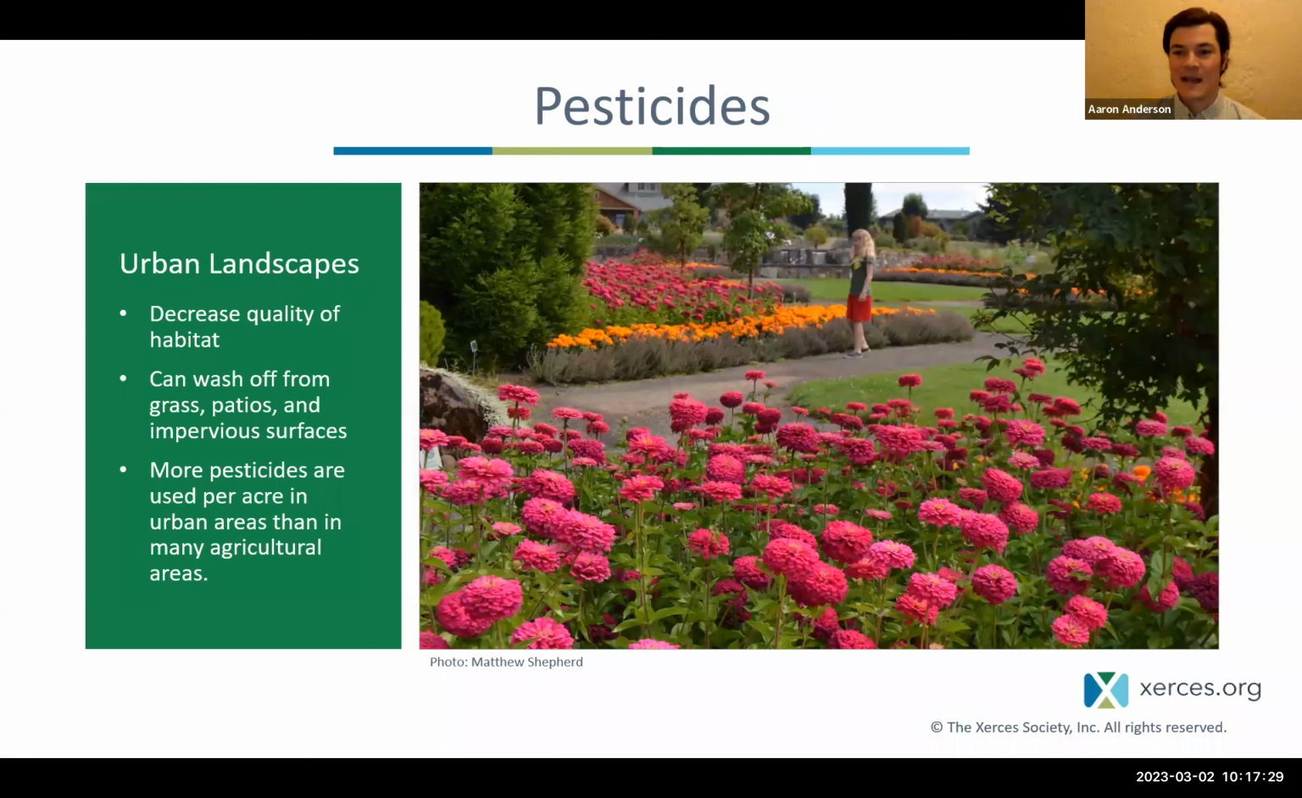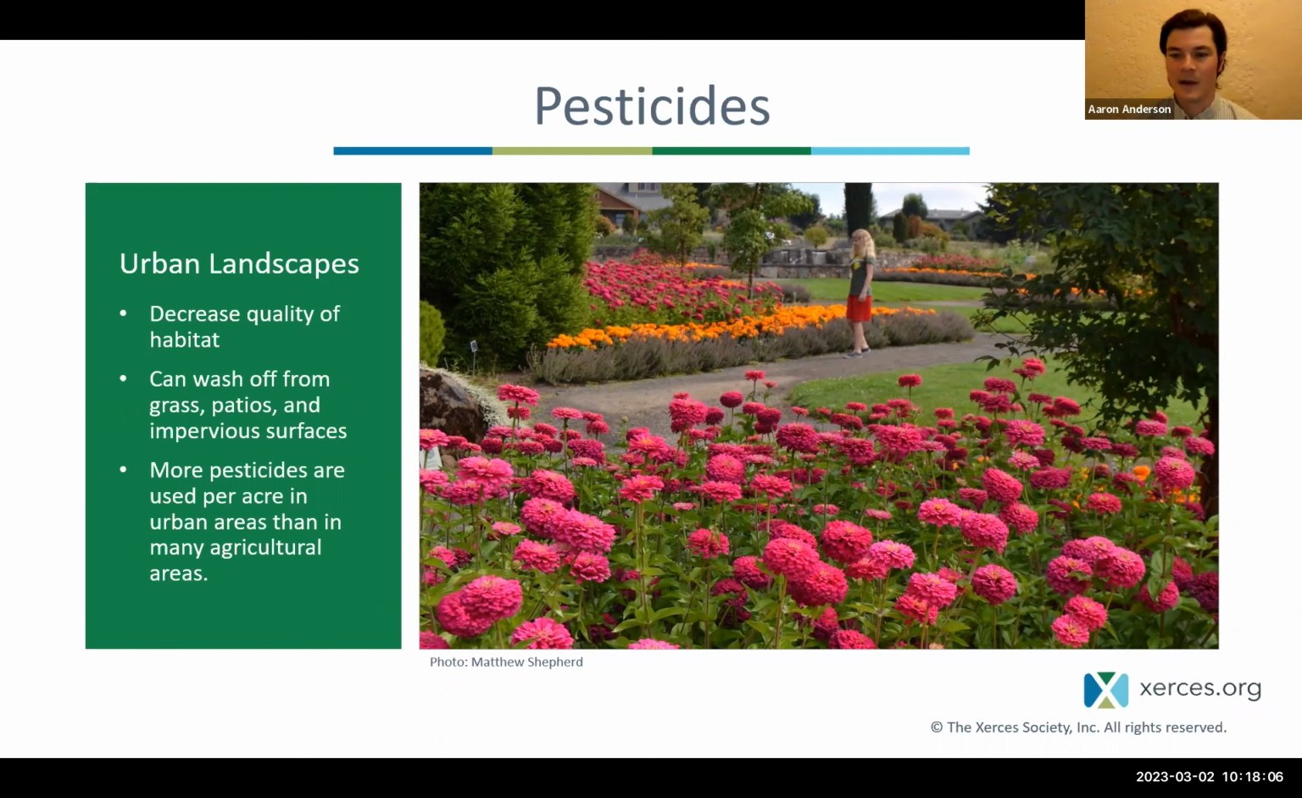So when we think about pesticides, we often think about agricultural areas, but they're commonly used in urban and suburban areas as well. In fact, more pesticides are often used per acre in urban areas than in many agricultural areas. In our communities, pesticides are often used for cosmetic reasons to maintain manicured, curated landscapes. But something that's exciting about urban and suburban landscapes is that yards can actually function as really high quality pollinator and invertebrate habitat. But these yards and green spaces need to be managed correctly.